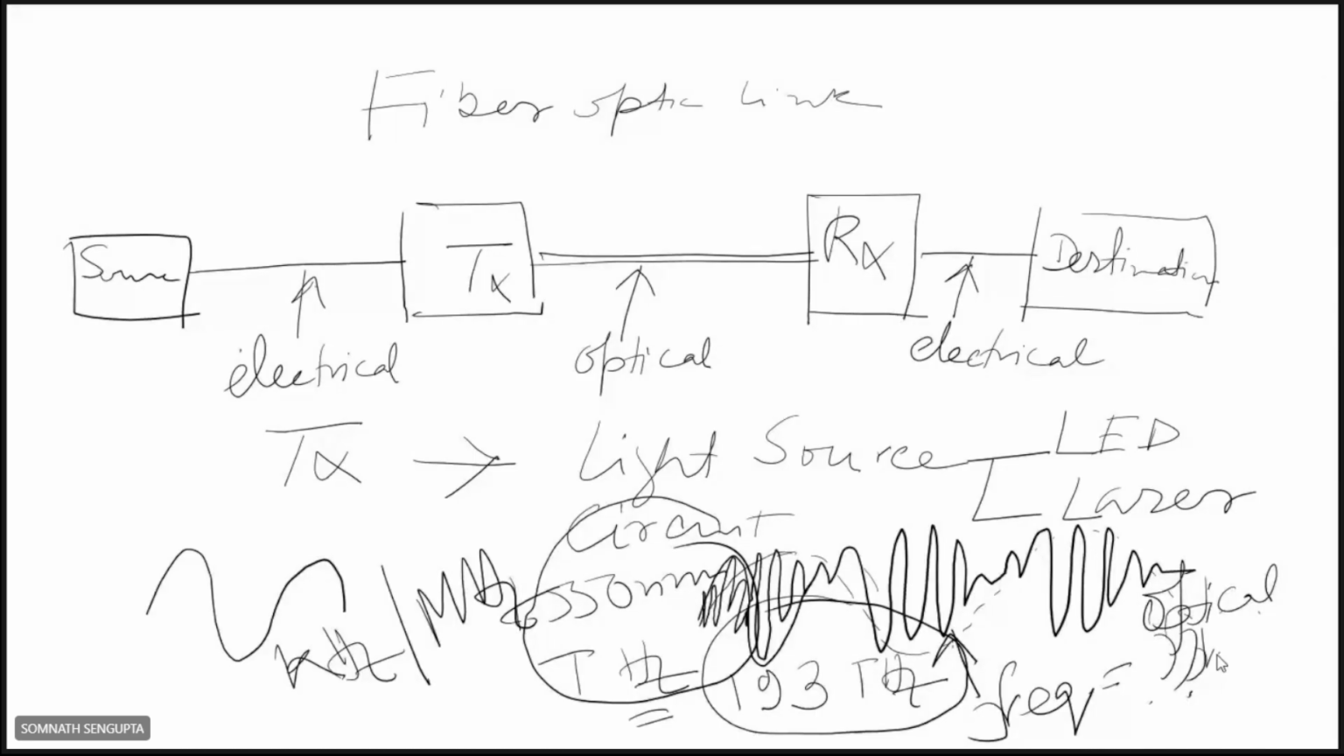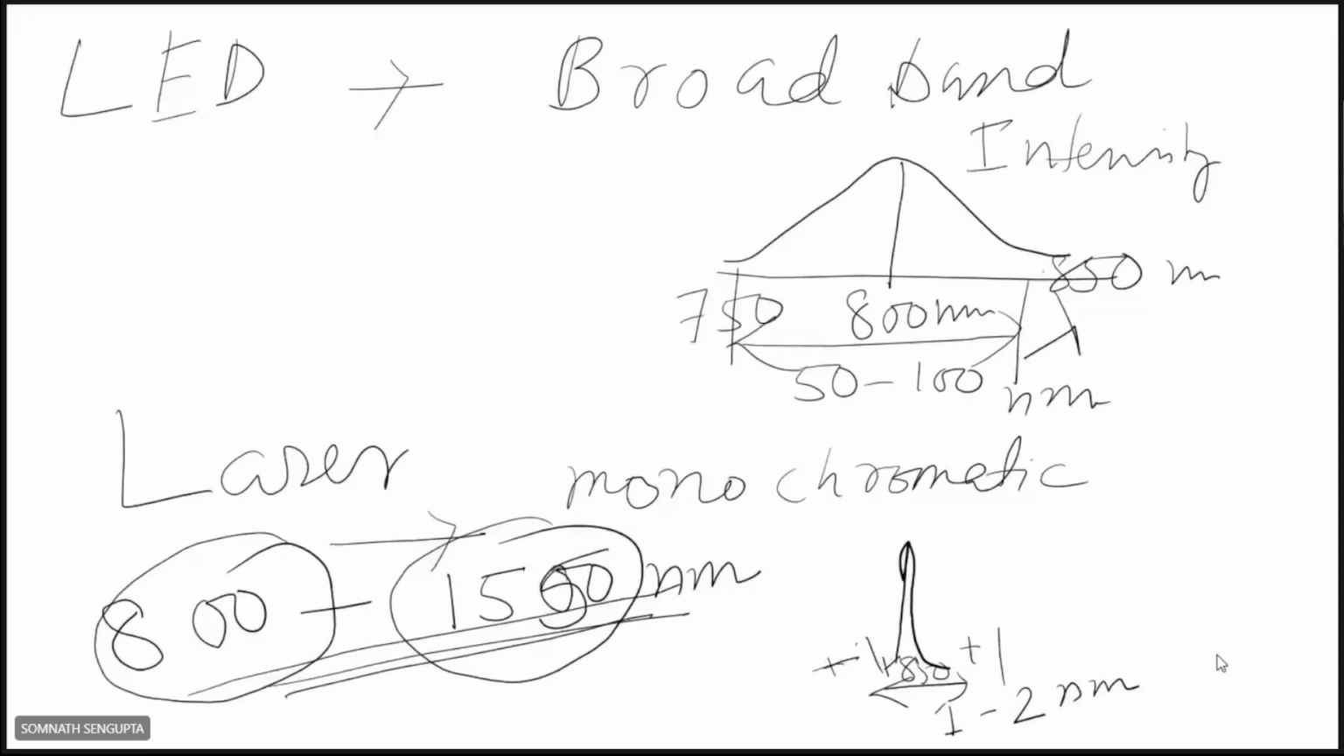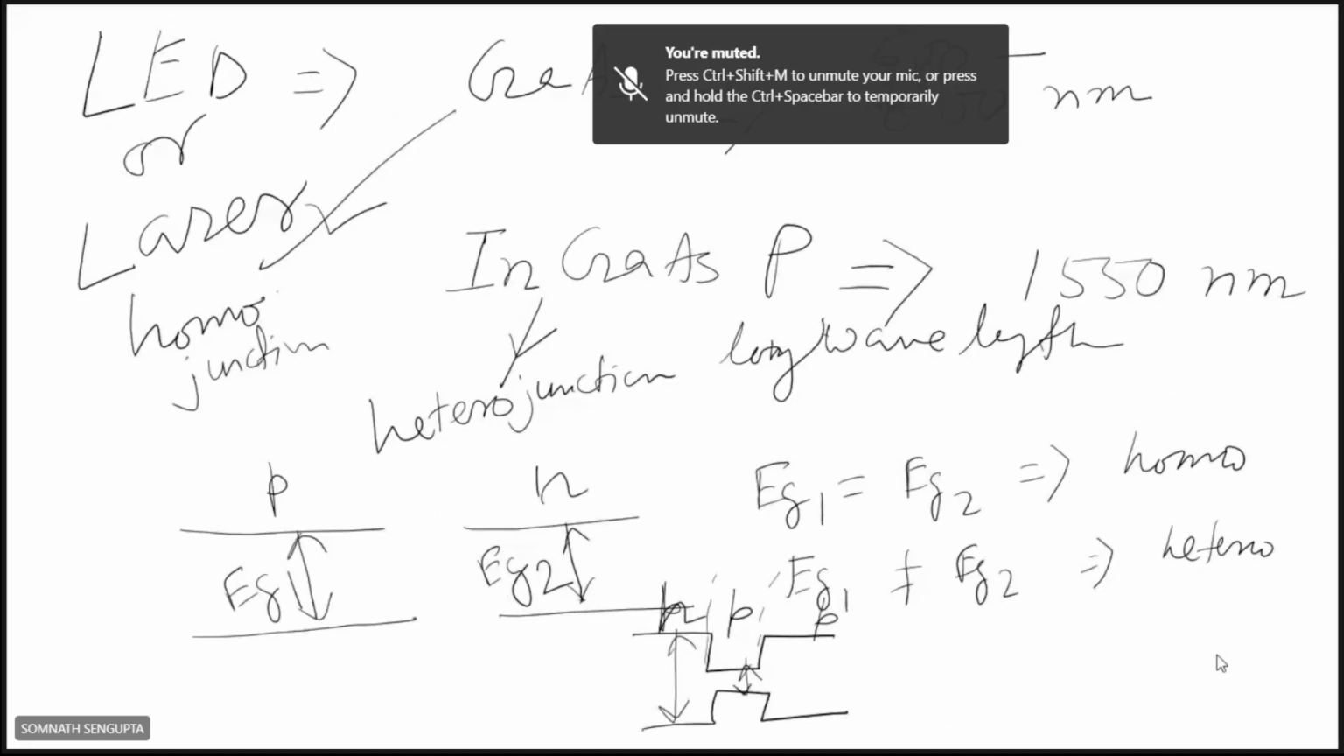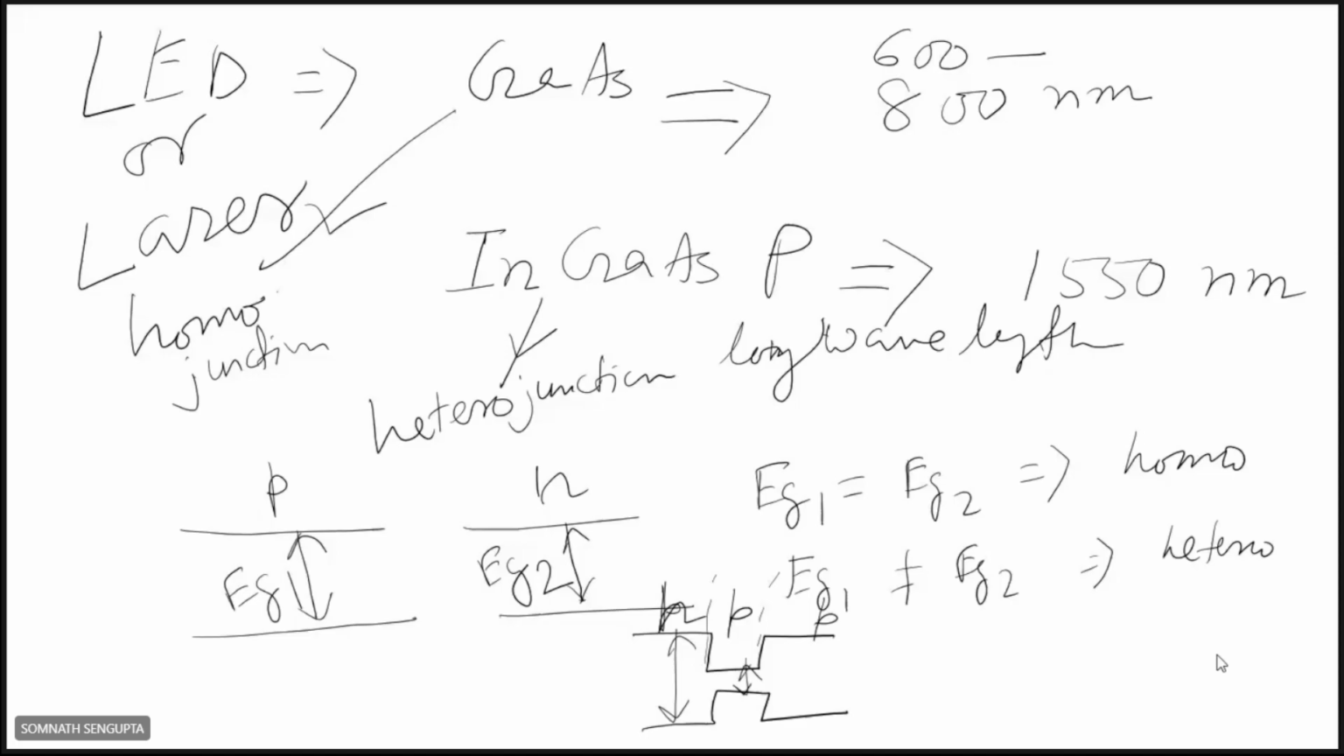So last day what we discussed about fiber optic link, let us go through it. What do you mean by fiber optic link and what are the other issues? Then we discussed about light source, LED and laser. Then we discussed more on it. What are the different types of semiconductor light source?